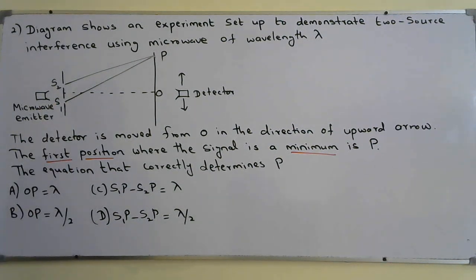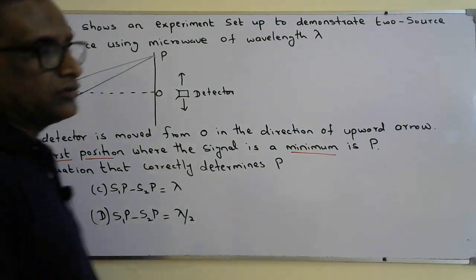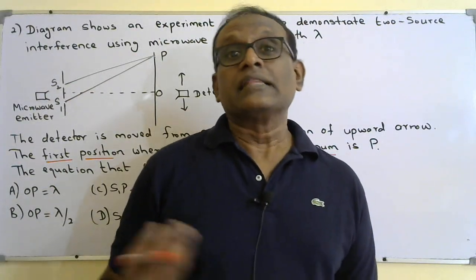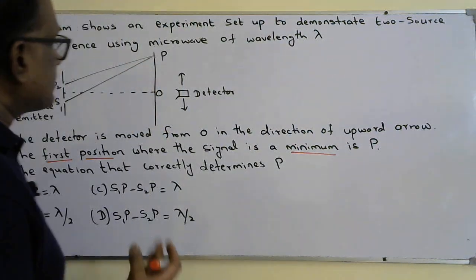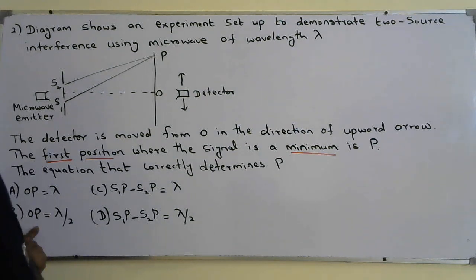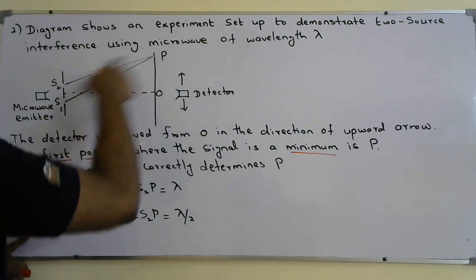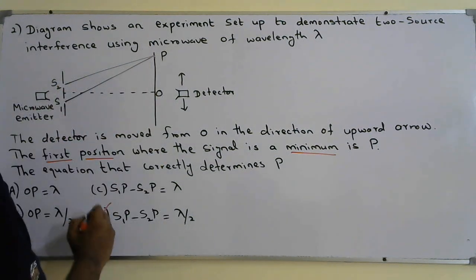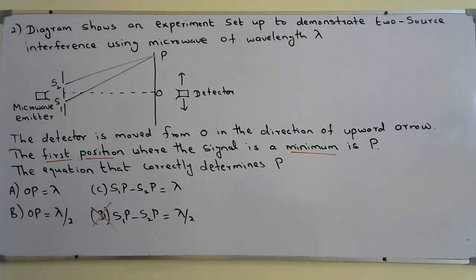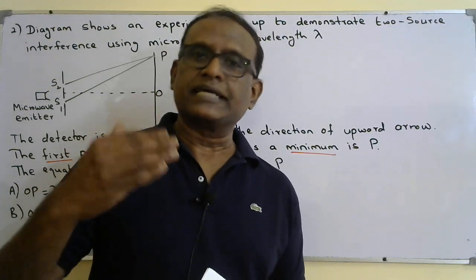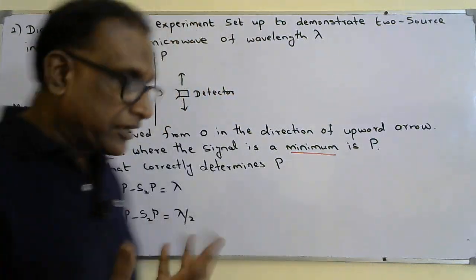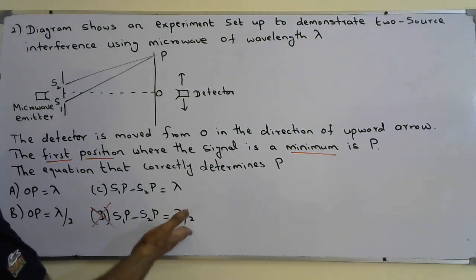So which equation correctly gives this? First minimum means, be careful, from the central maximum to the first minimum, the path difference should be lambda by 2. When we give this question, most students mark OP equals lambda by 2. No, that is wrong. The path difference is S1P minus S2P equals lambda by 2. Correct answer D. I gave you the path differences for the first minima, first maxima, second minima, second maxima. You must remember them. According to that, first minimum means lambda by 2.